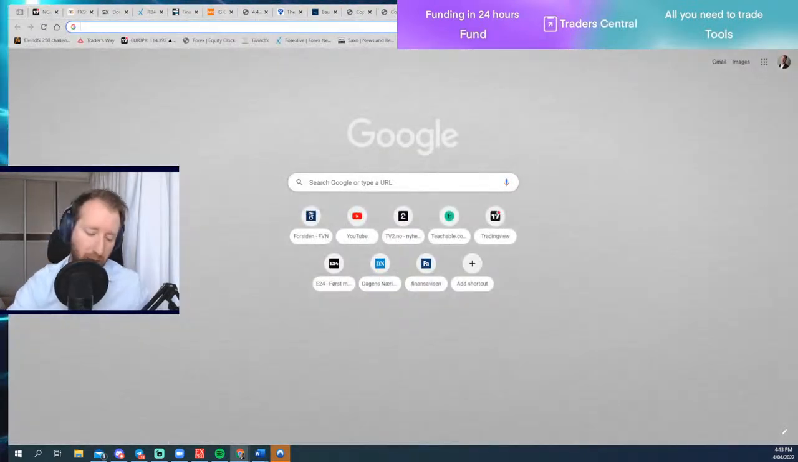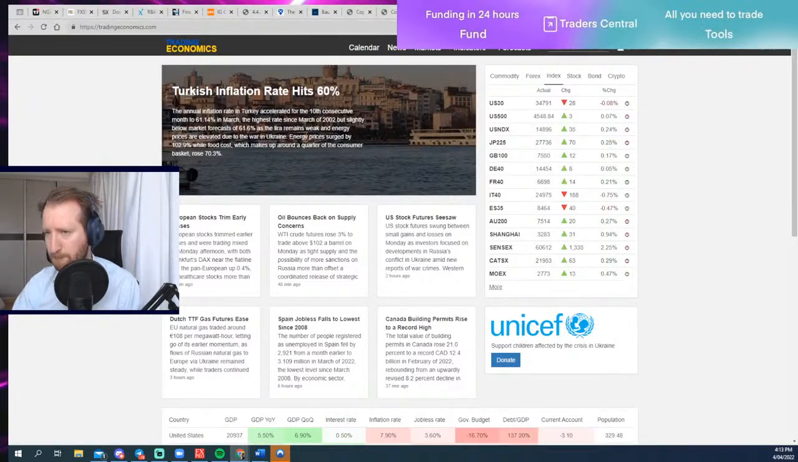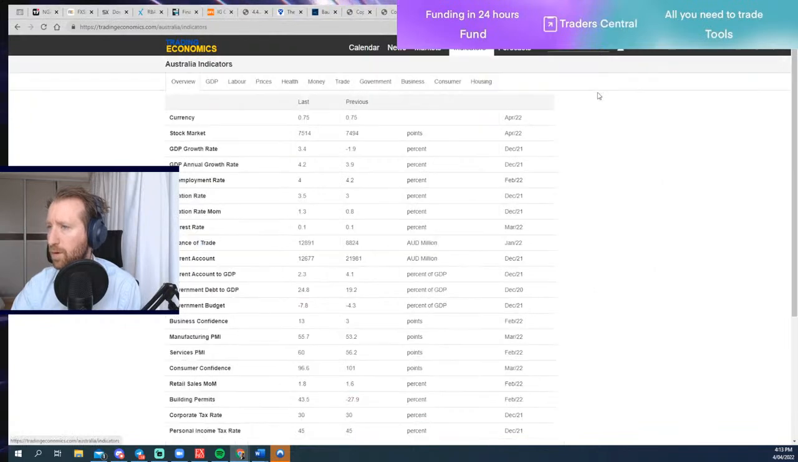So if you go to Trading Economics right now, and we look at Australia, we see inflation is 3.5. Not high, but it's getting there. Unemployment rate is there, and then the GDP is 3.4. I can't remember what the numbers were that I needed to see. They were very, very data oriented.